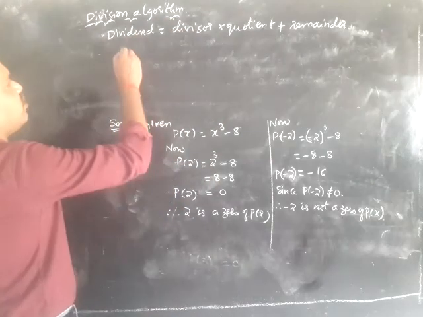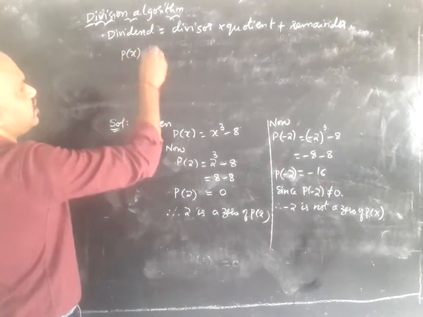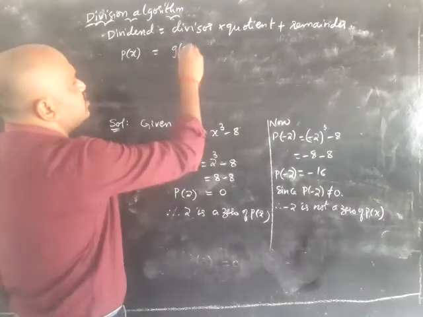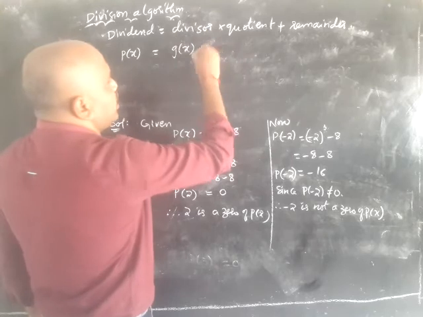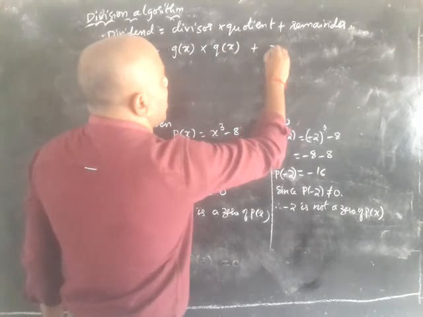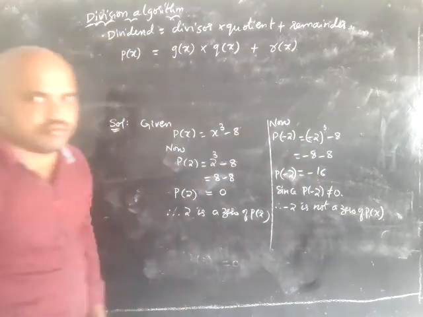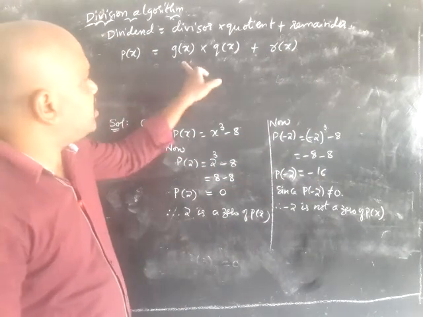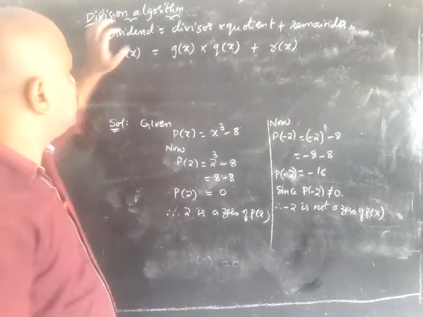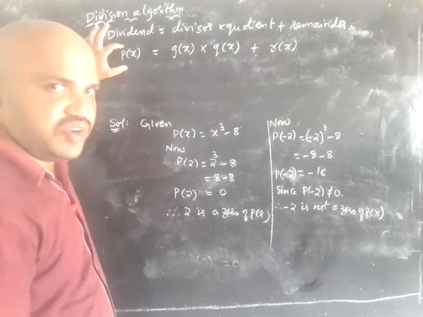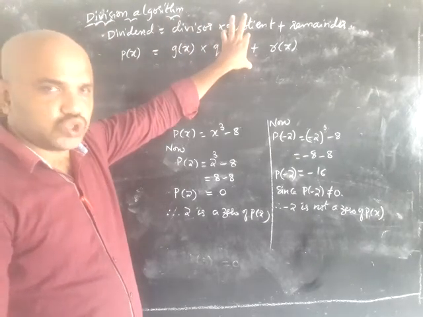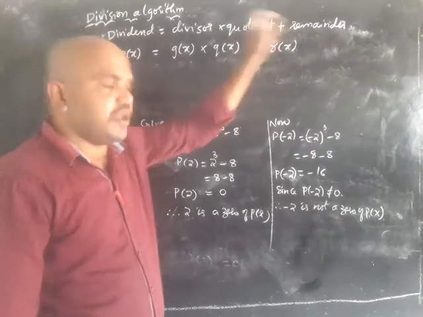In polynomials, we take P of x as the dividend, G of x as the divisor, Q of x as the quotient, plus R of x as the remainder. So P of x, G of x, Q of x and R of x are all polynomials here. P of x is the dividend, G of x is the divisor, Q of x is the quotient and R of x is the remainder.